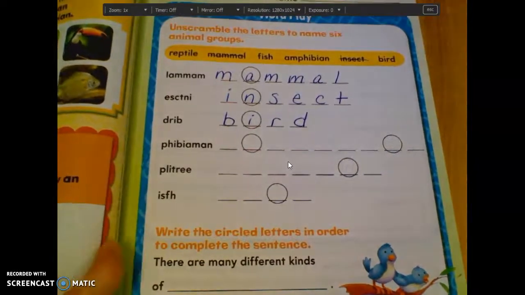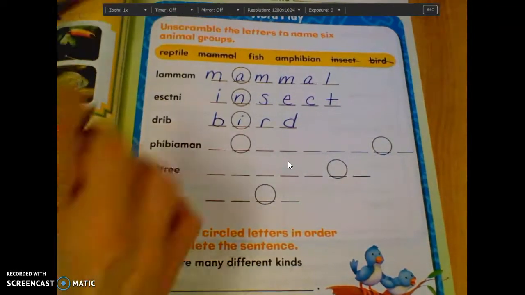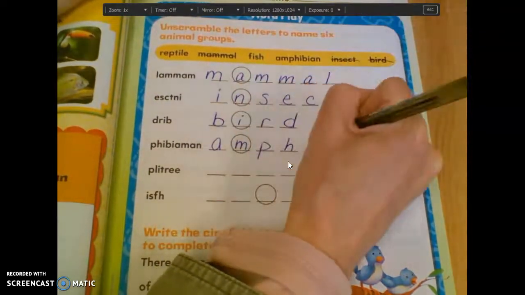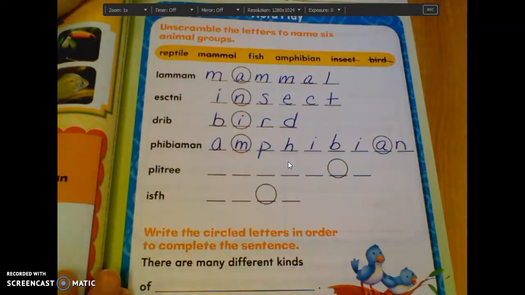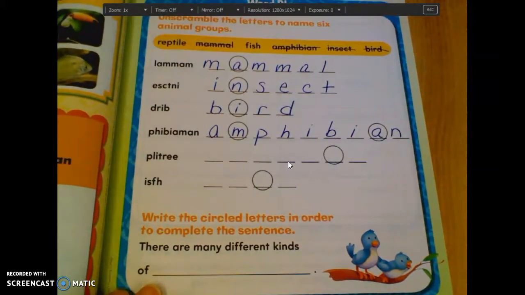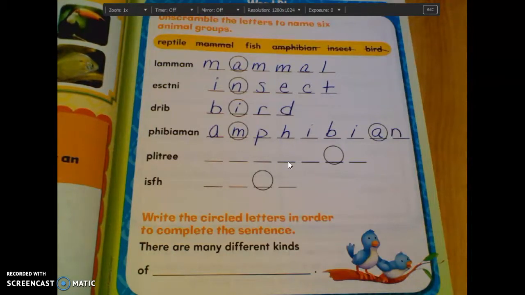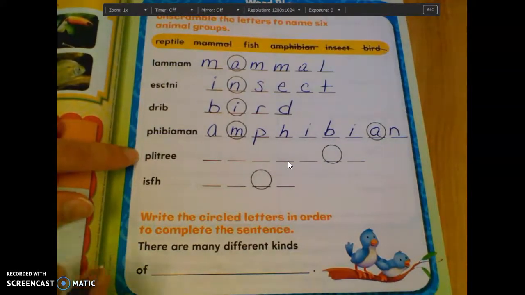What about the next animal group? This is a long one. Helen? Amphibian. Good. This is a long one. So it's A-M-P-H-I-B-I-A-N. Amphibian, and we can cross that one out. I'll give you a minute or two to catch up. Amphibian. What is the next animal group? Logan? Reptile, yes.